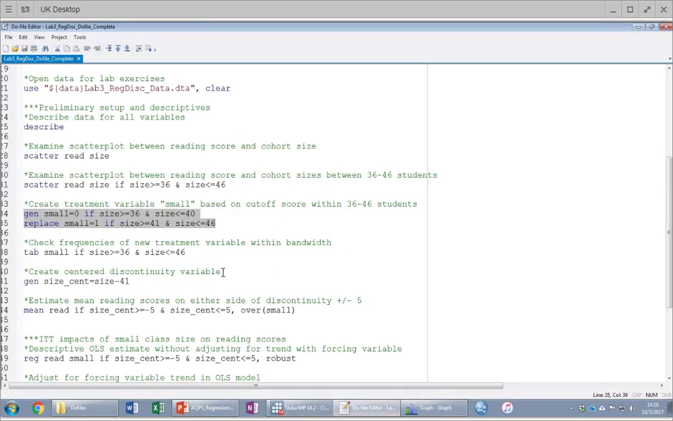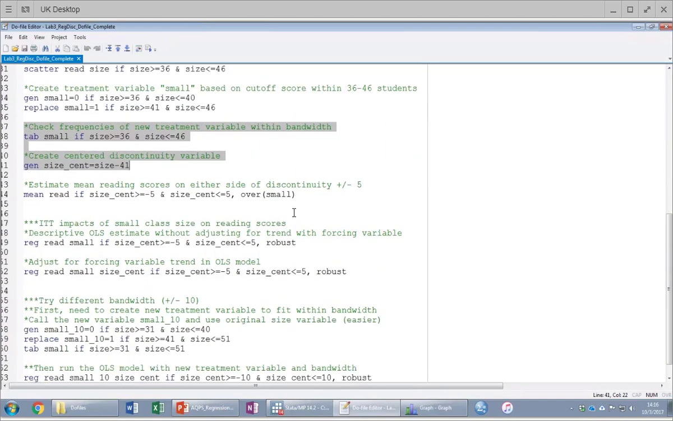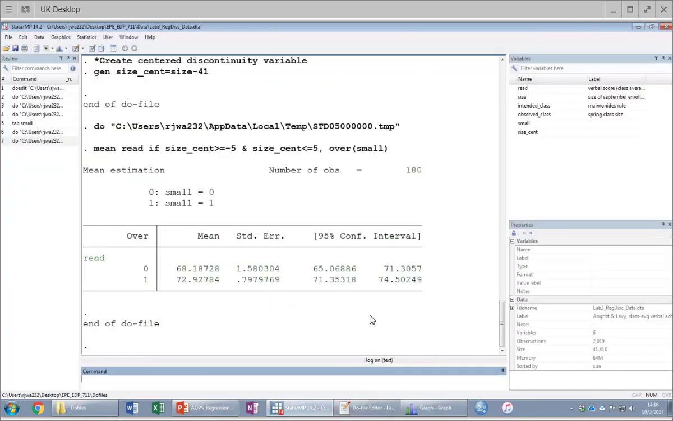So once I know where the cut point is, I'm able to create that. I've already taken a look at the frequencies. I'm going to center this. And then I can start with the descriptive analysis. So the first thing that I'm going to do is take a look at mean differences between the treatment and comparison groups. So these are the average test scores.